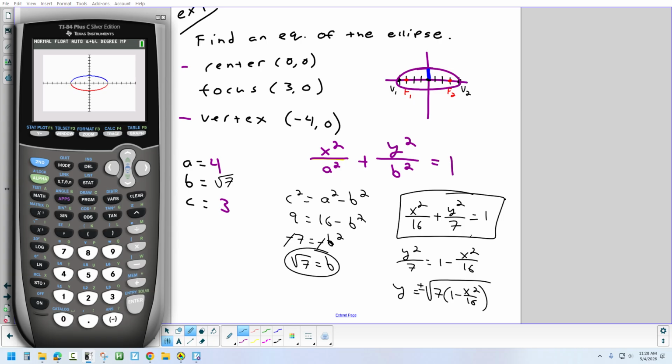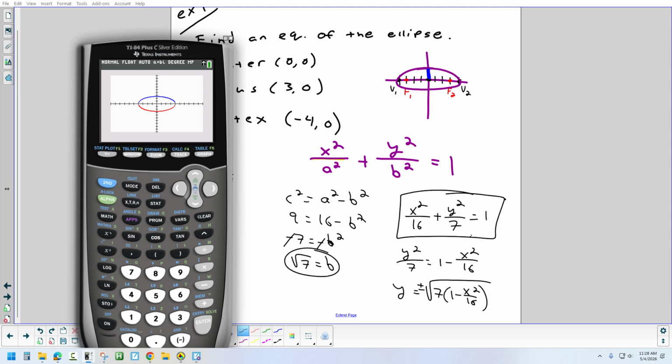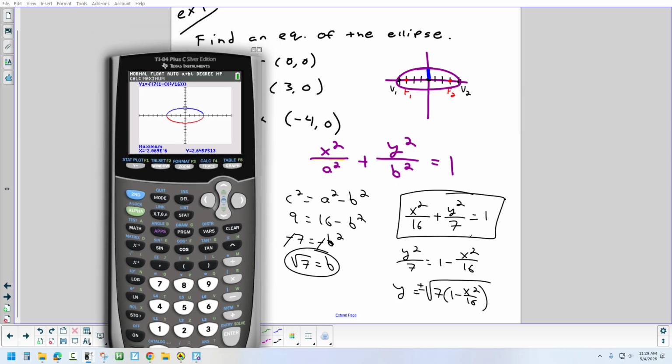Here's your ellipse. Vertices are at 4, 0, negative 4, 0. And if I calculate this maximum for that part in blue, what should be the y value of the maximum? Yep. Root 7. Should be root 7. Let's check it. Second calc maximum. Let's go left. Let's go right, do a guess. We get 2.64575. And if I take the square root of 7, 2.64575. Exactly the same.